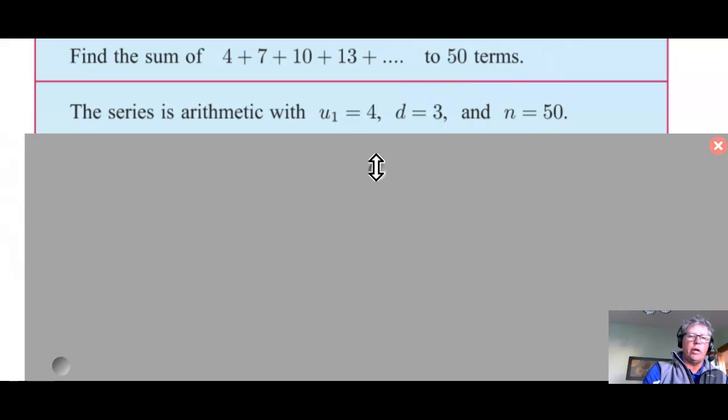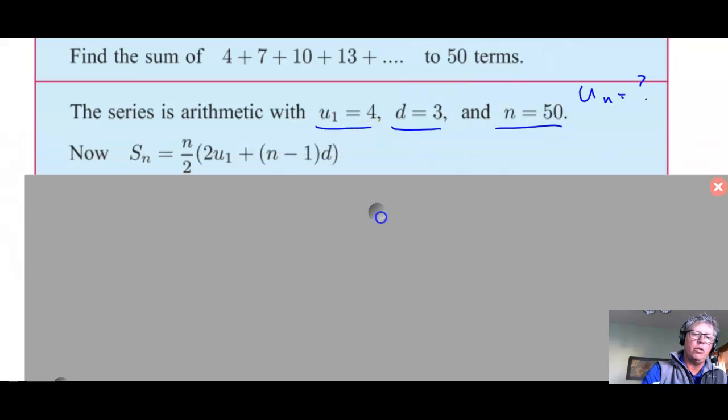Always write down what you know. You know the first term, you know the constant difference is 3, you know the number of terms is 50. I like to write down what I don't know. I don't know what u sub n is. Okay, I know what n is, I know what u sub 1 is. So it's kind of nice to make sure you know what you don't know.